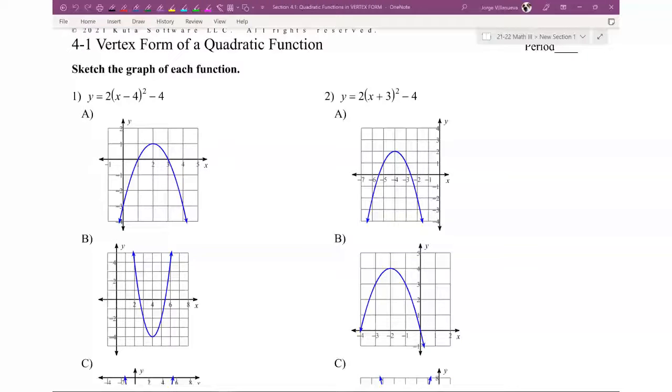All right, so section 4.1, the vertex form of a quadratic function. This section requires a lot of prerequisite work. I've got to define stuff for you, okay? Once we define it, graphing these things is pretty easy once we know what means what.